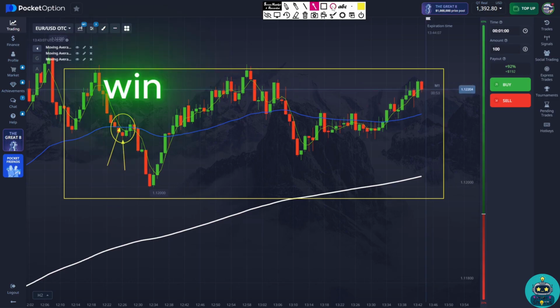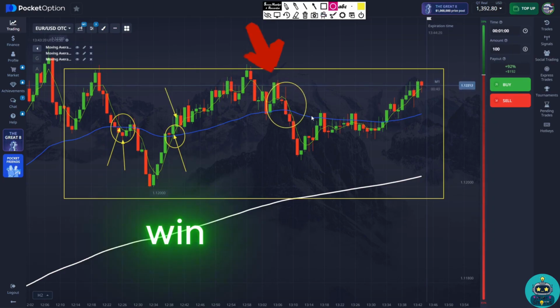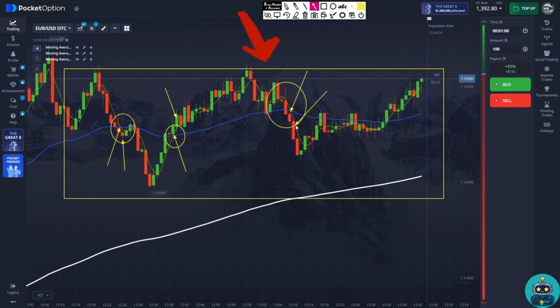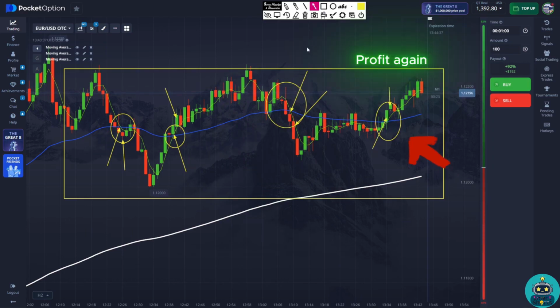Here you can see this green line crossed the blue line in the upward direction, so we have to give it a trade for the up direction of 1 minute, and the next candle is green, which means it's a win. Here also, the green line crossed the blue line in the downward direction, which means a down trade, and it's a profit. And one more time, the green line crossed the blue line in the upward direction, and the next candle is green, which means it is a profit again.